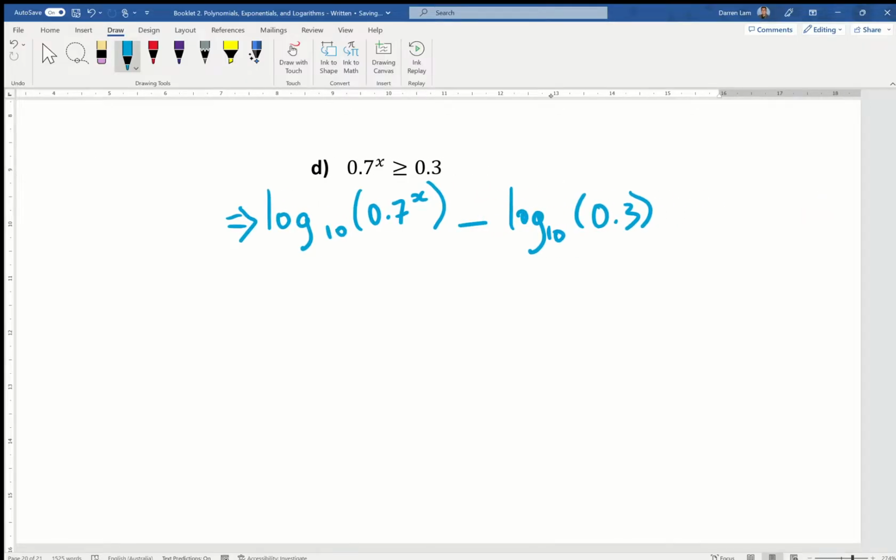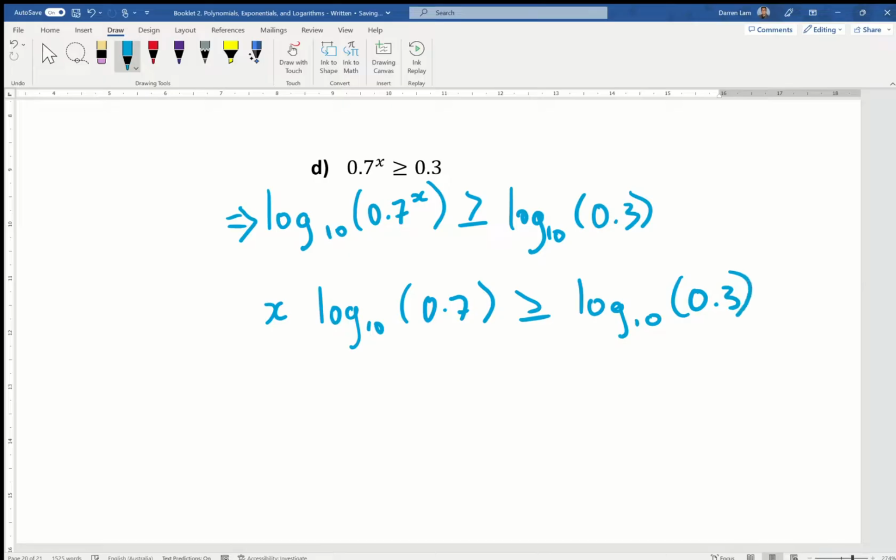Using my exponential laws, I know that because it's a power, I can bring it to the front. It becomes x times log base 10 of 0.7 is greater than or equal to log base 10 of 0.3. Again, the base doesn't actually matter in this case as long as you keep it consistent. We're doing the same on both sides.